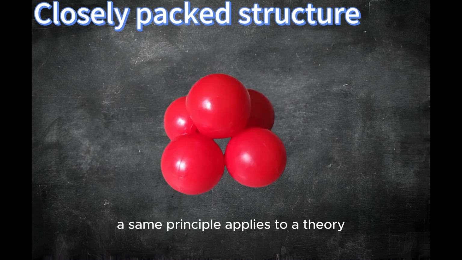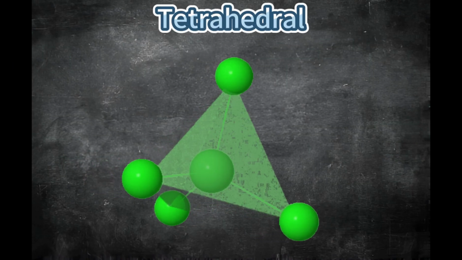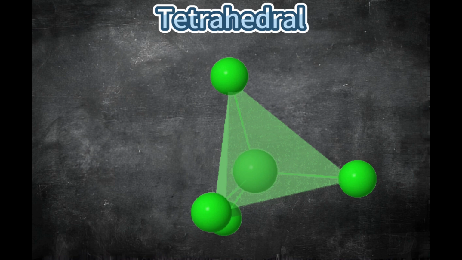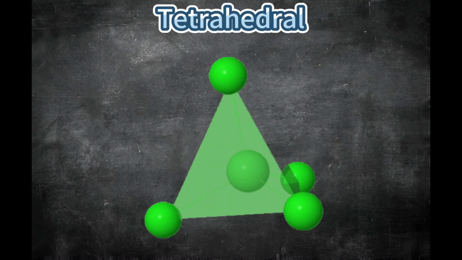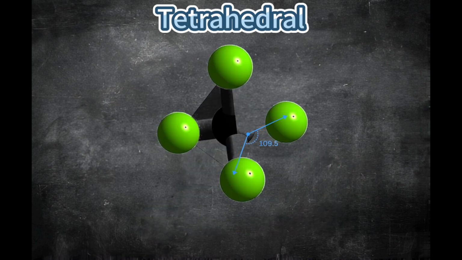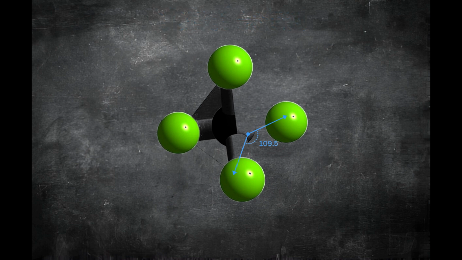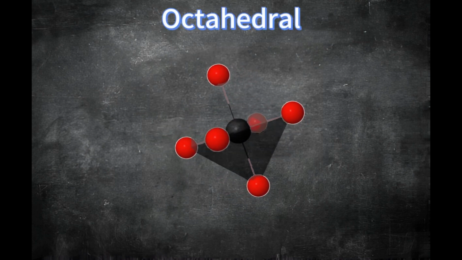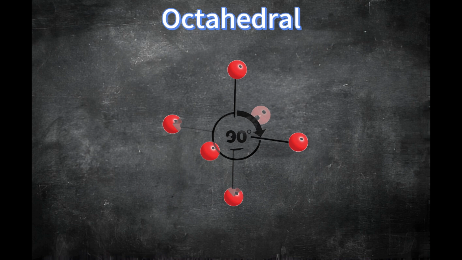The same principle applies to the theory of close-packed structure of rock salt. For your information, tetrahedral and octahedral are geometries with high symmetry point groups. A tetrahedral geometry consists of 4 atoms bonded to a central atom, with the atoms separated by equal angles of 109.5 degrees. An octahedral geometry consists of 6 atoms bonded to a central atom, with the atoms separated by equal angles of 90 degrees. It resembles a stick passing through a square piece of paper at a right angle.